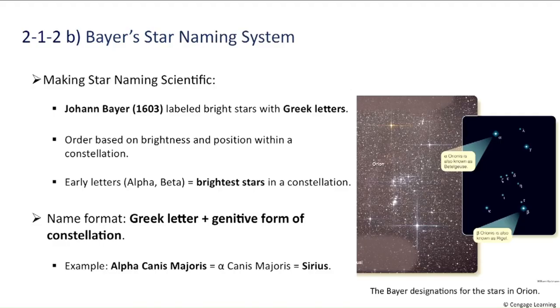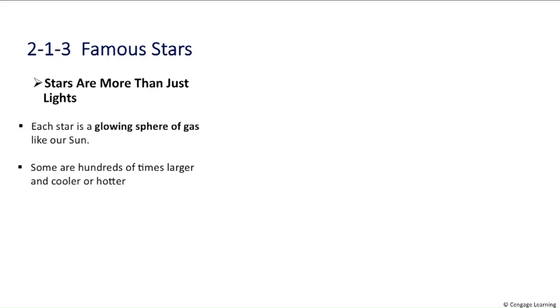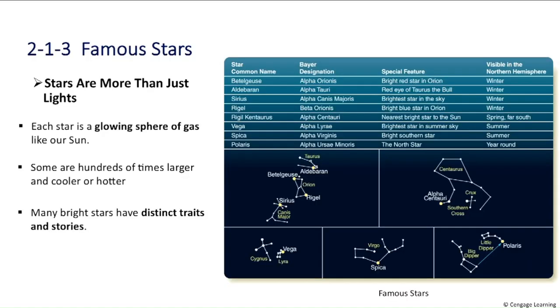No more random labels. Let's meet some celebrities of the night sky. These are not just twinkles. Each has its own story. Betelgeuse, for instance, is a bloated orange giant, 500 times the size of our sun. So each is a glowing sphere of gas resembling the sun, with its own unique characteristics. And this figure identifies 8 bright stars that can be considered famous stars.